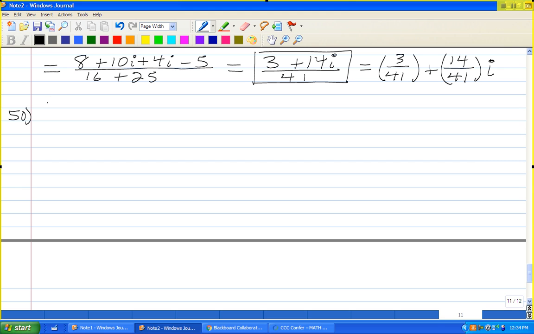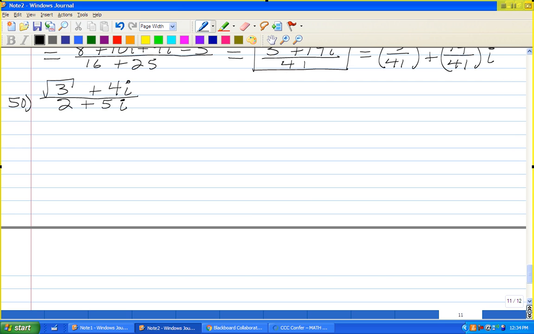And so, the square root of 3 plus 4i over 2 plus 5i. Let me rationalize the denominator. So let me multiply and divide by the complex conjugate of the denominator, 2 minus 5i.